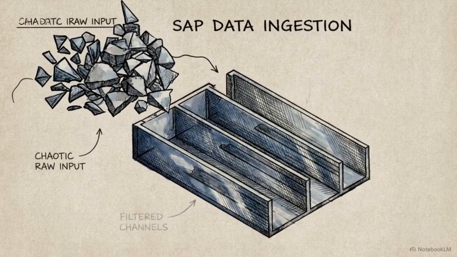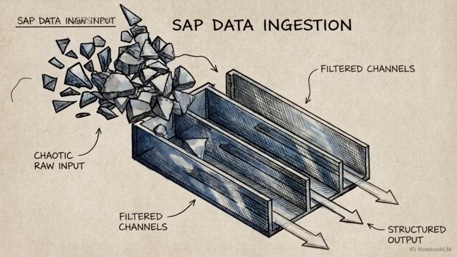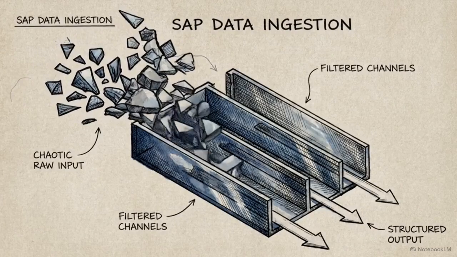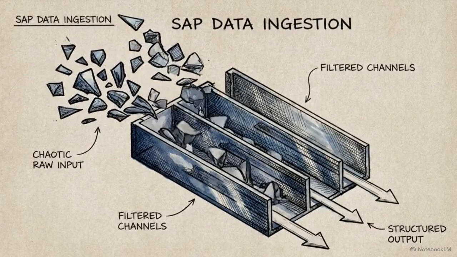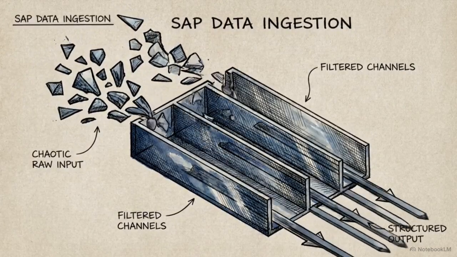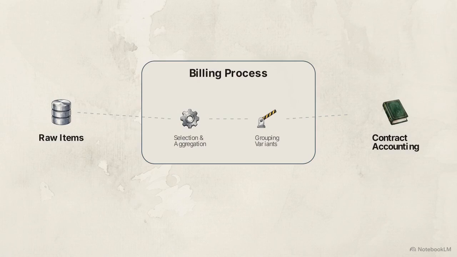Enterprise systems process millions of raw consumption events, known in SAP as billable items, streaming constantly from external rating platforms into convergent invoicing. Before any of these raw items can generate an actual receivable in contract accounting, they have to pass through a highly structured billing process.